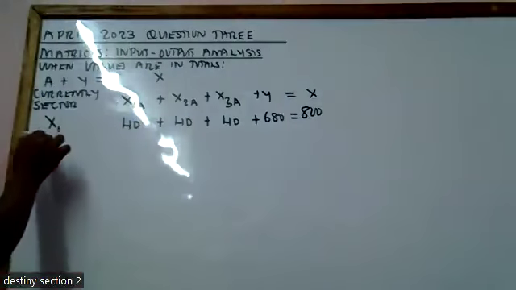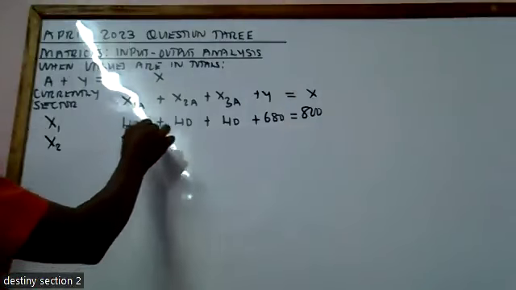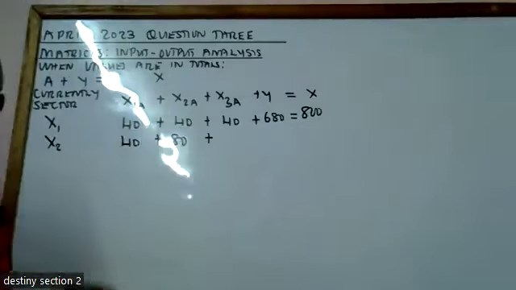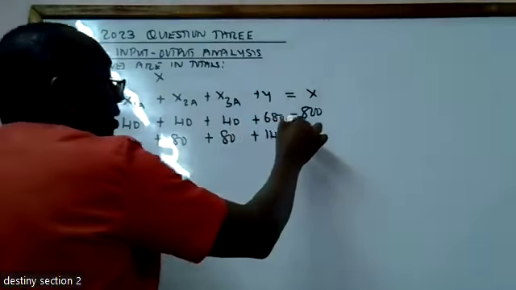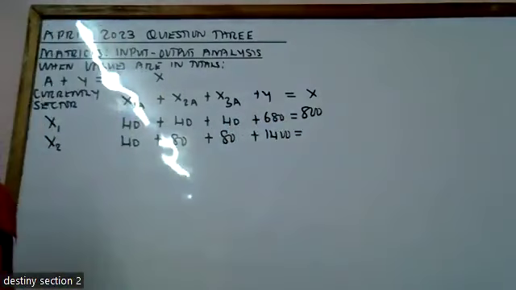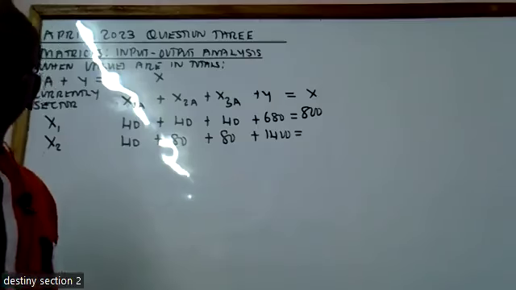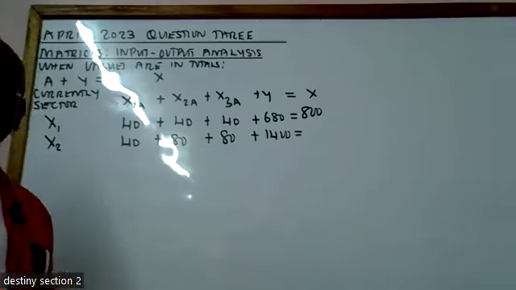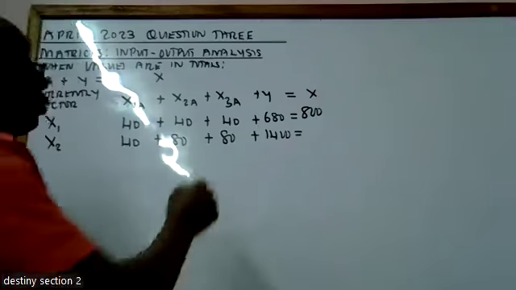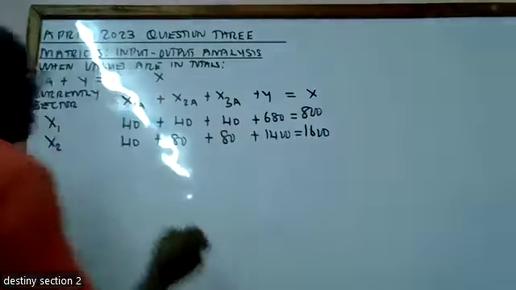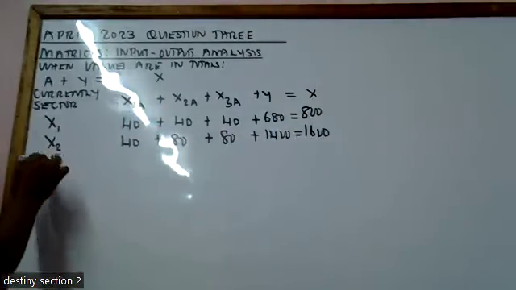Let's go to X2. You do the same thing. We say 40 plus 80, plus 80, plus 1400. Add them, give me the answer. Yes, that is good. Let's continue that way. Okay, 1600. Then X3.